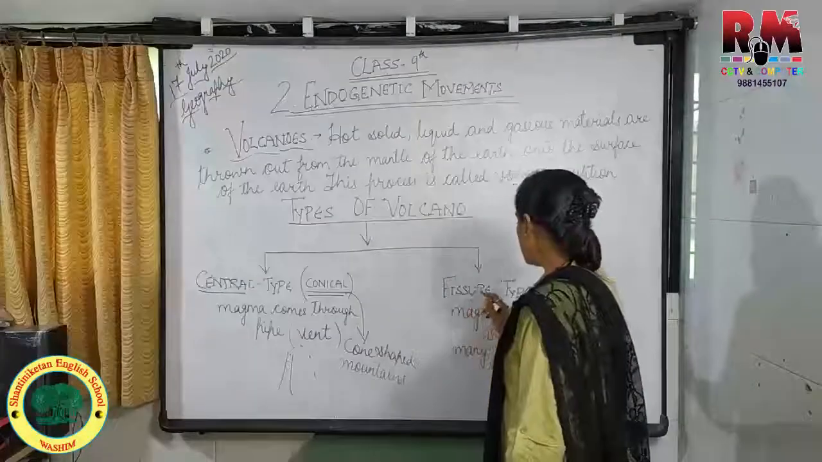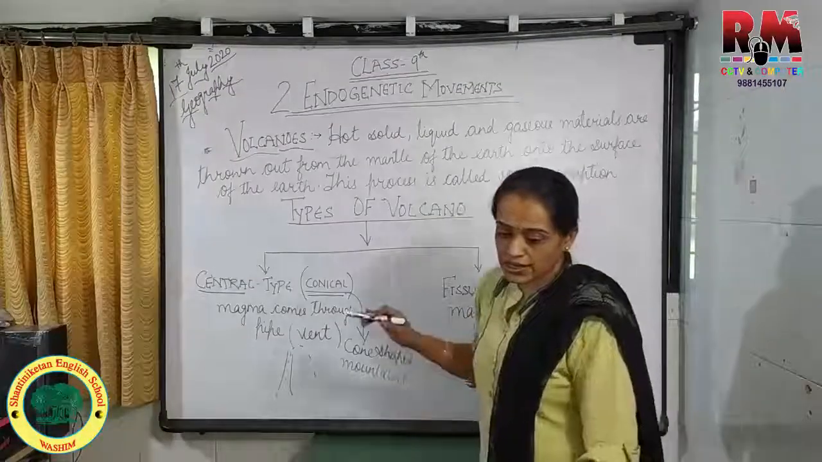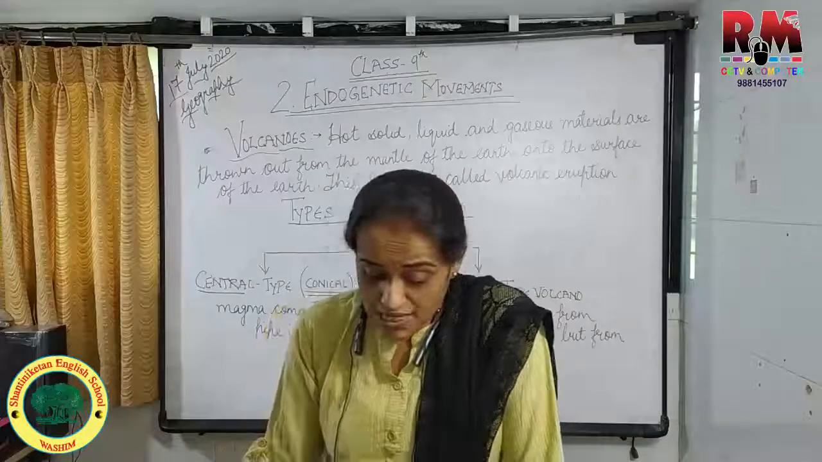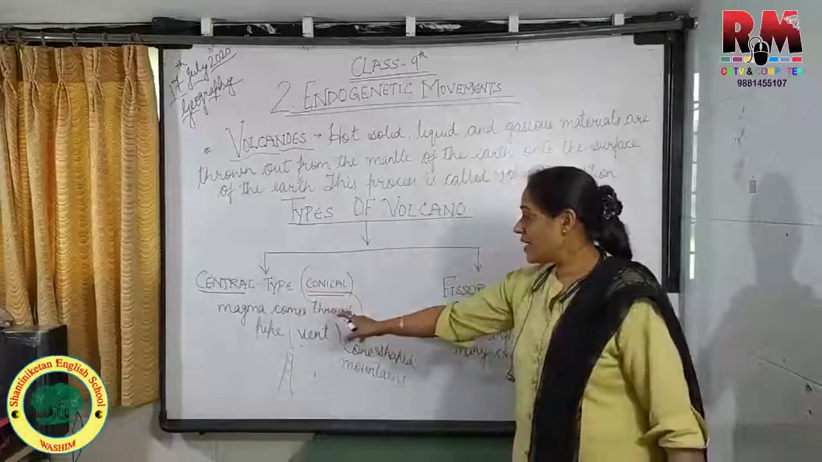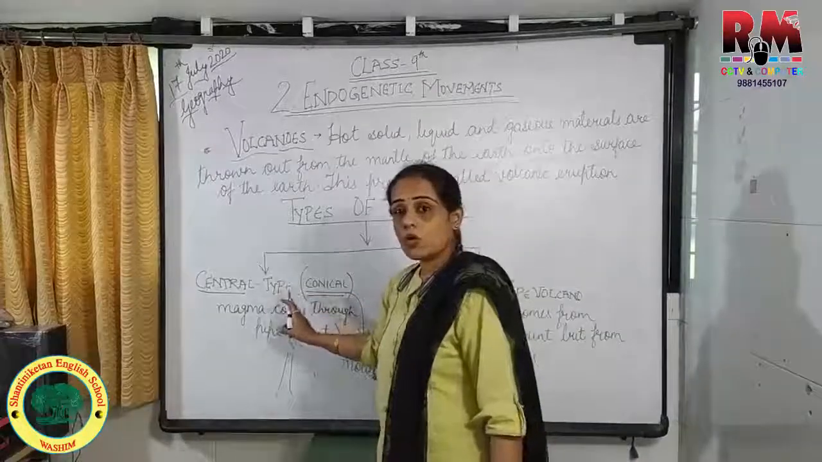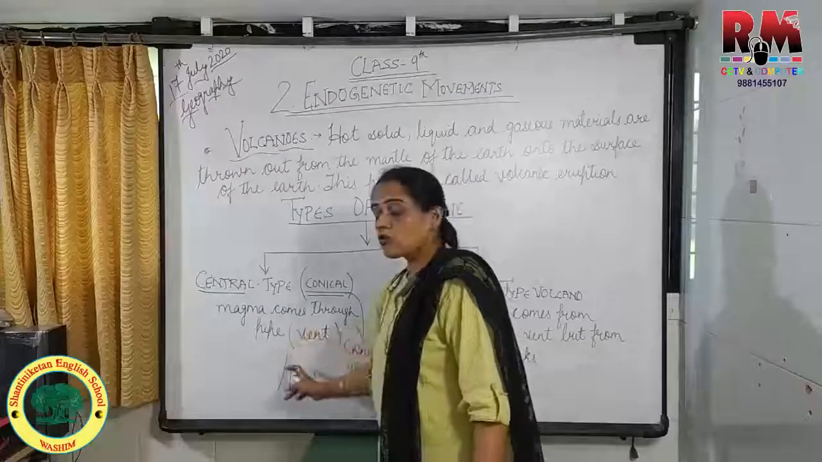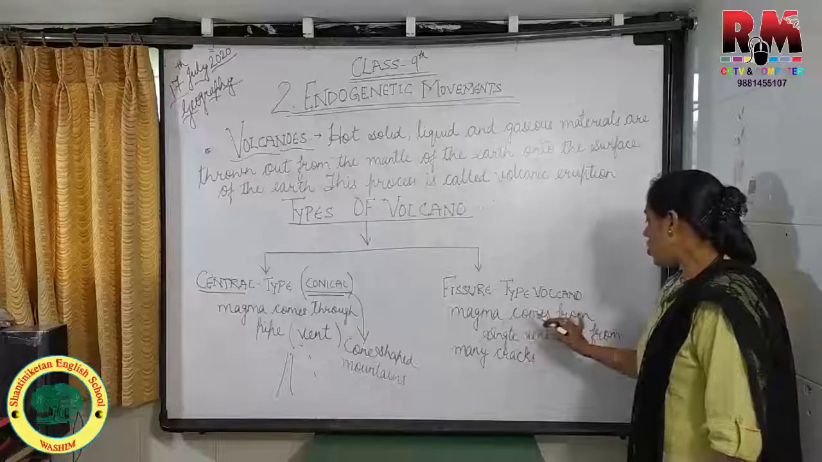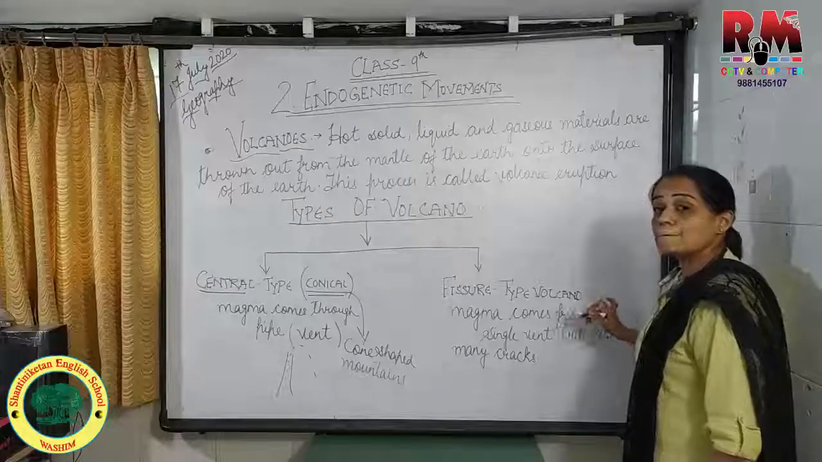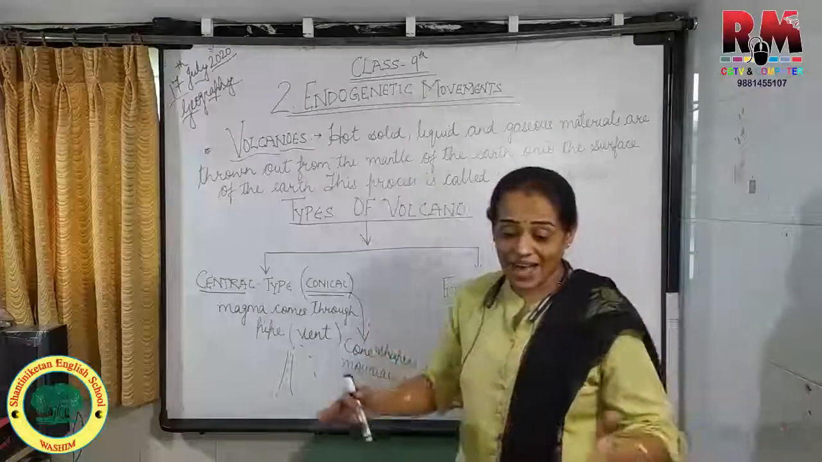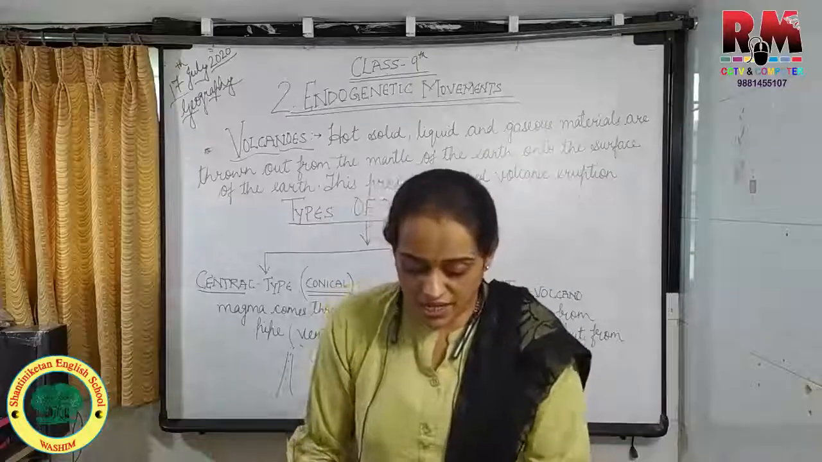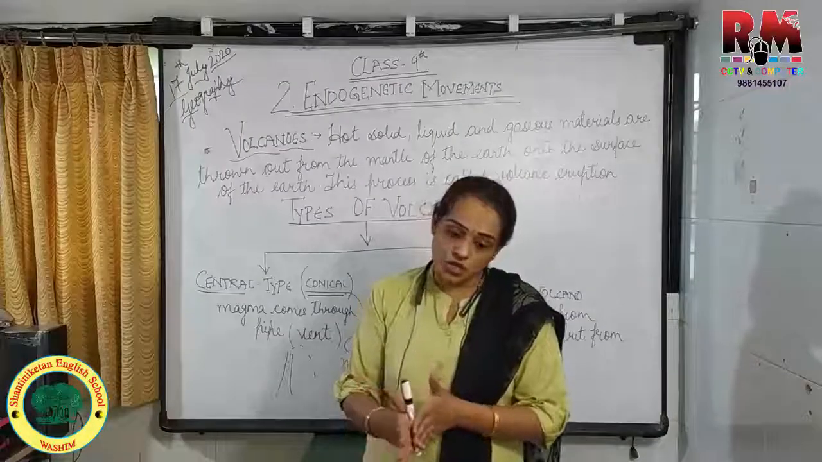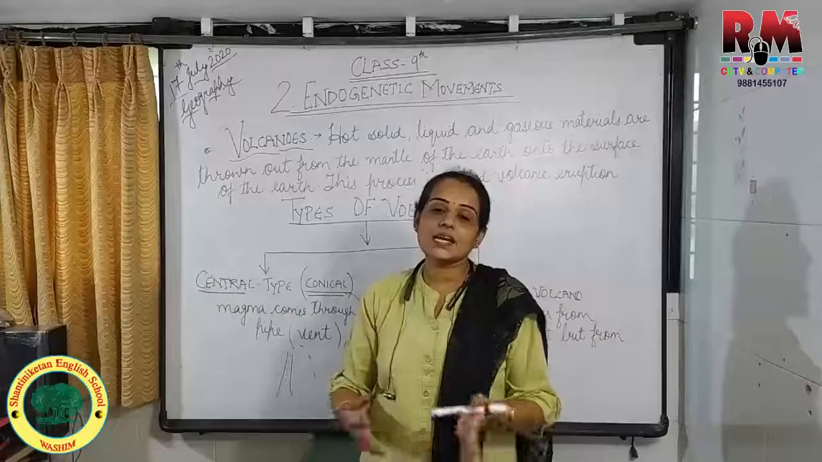Then comes your fissure type of volcano. In this, during eruption, when the magma comes out, it does not come from a single vent. Like in the central type of a volcano, magma comes out from a pipe or from a single vent. But over here, the magma does not come from a single vent, but it comes through many cracks or many fissures. This molten material coming out with the eruption spreads on both the sides of the fissure.